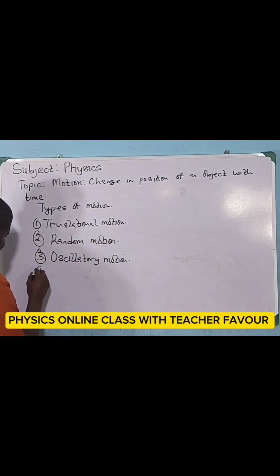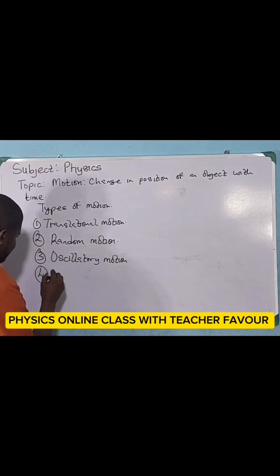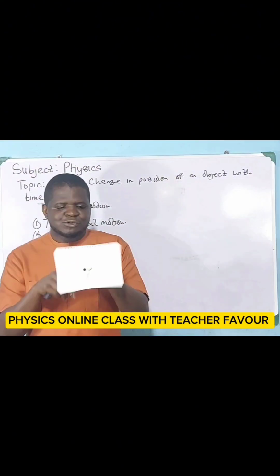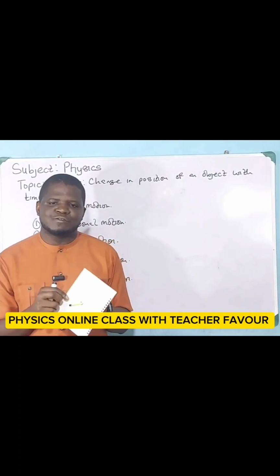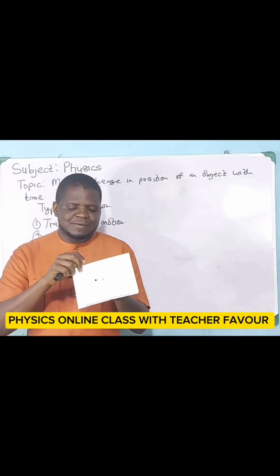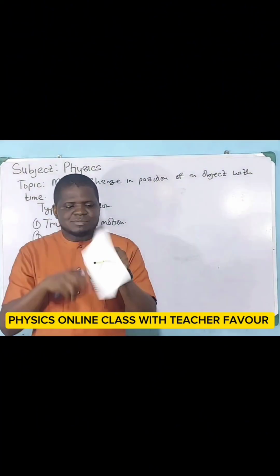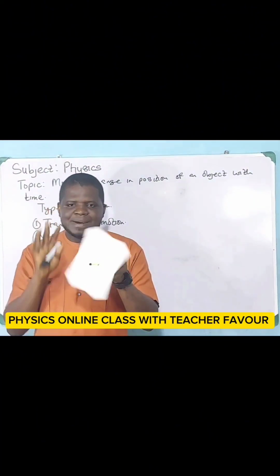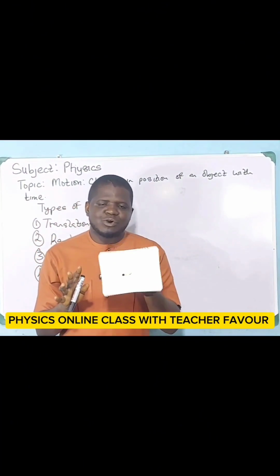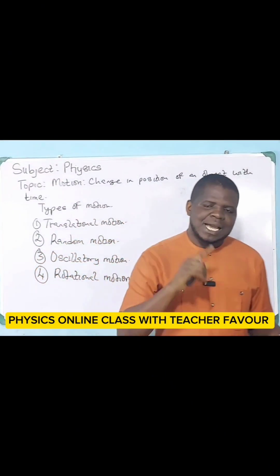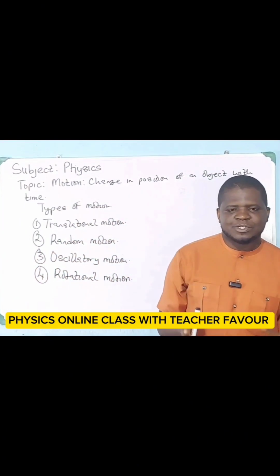Number 4 is rotational motion. Rotational motion is the motion of an object about a fixed axis. This is the fixed axis, and this object moves in a circular path. And that is what we call rotational motion. It is the motion of an object about a fixed point.